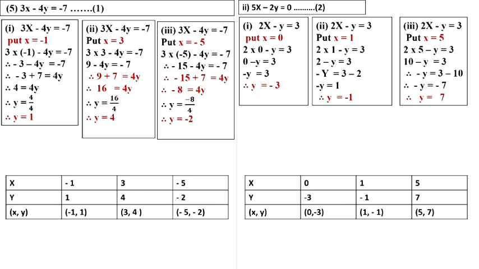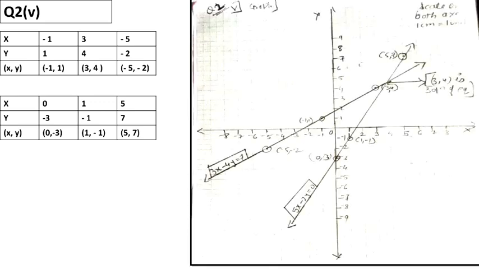Now students will draw the graph. So here these are our coordinates to draw the graph. So here we made the graph. The intersection of these two lines is 3 and 4. 3 and 4 is the solution of the equation.